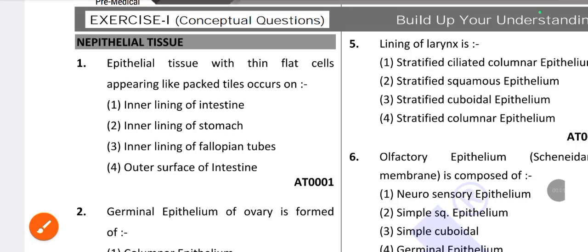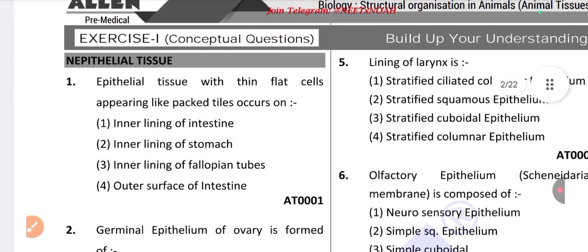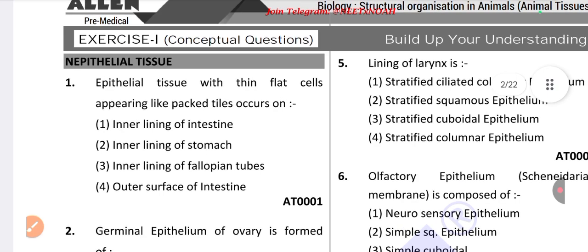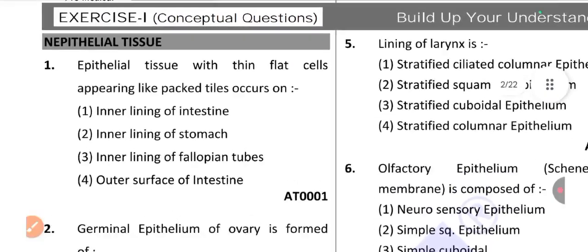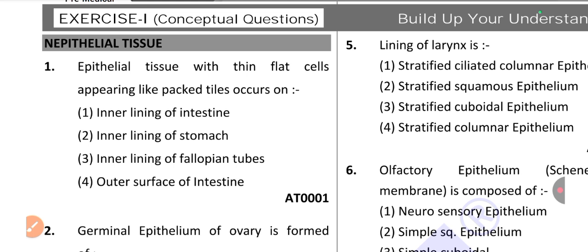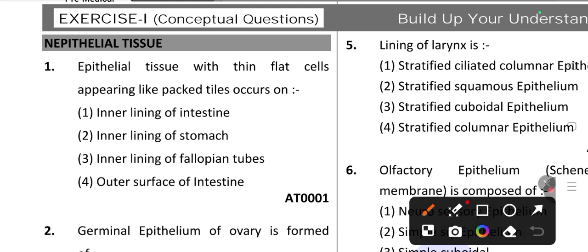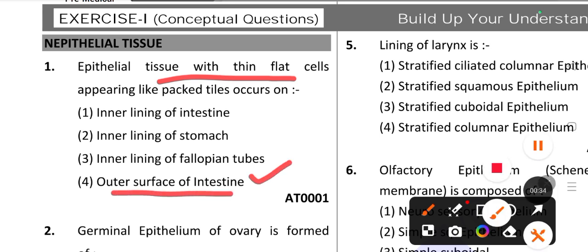Everyone, today let's solve the questions from biology, that is structural organization in animals. So our first question is: epithelial tissue with thin flat cells appearing like packed tiles occurs in. So which epithelial tissue with thin flat cells is present where? So the answer is outer surface of intestine. It is the correct answer.